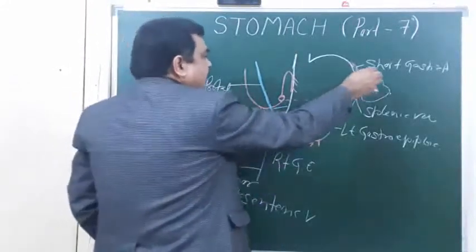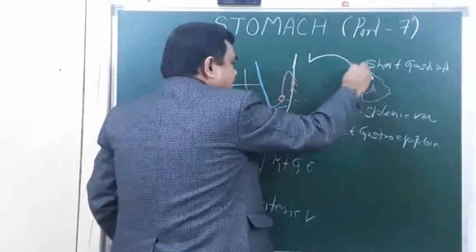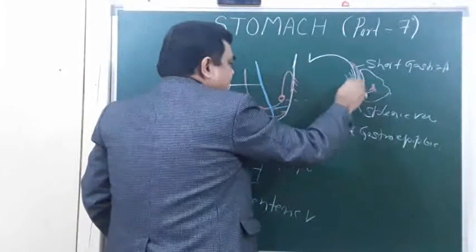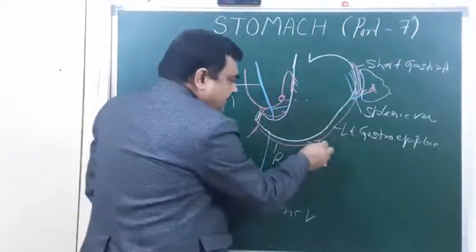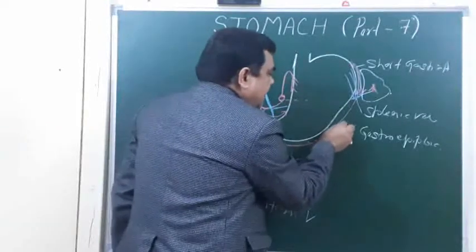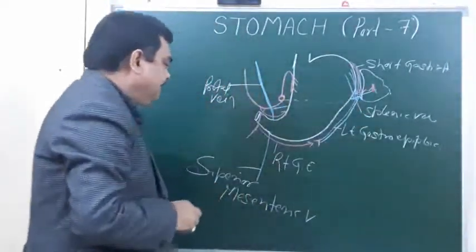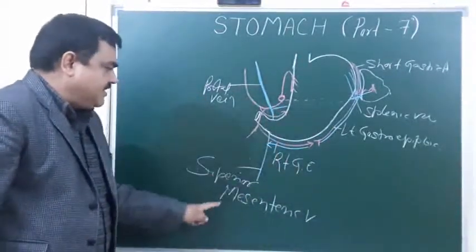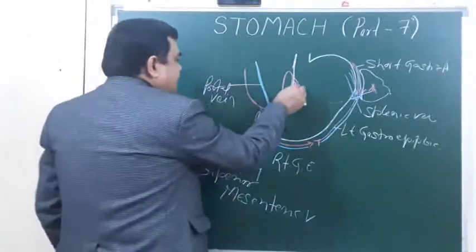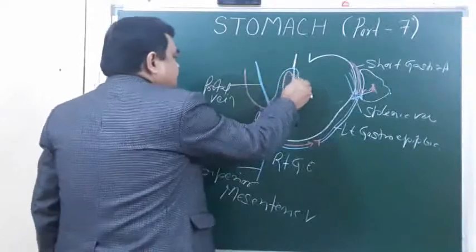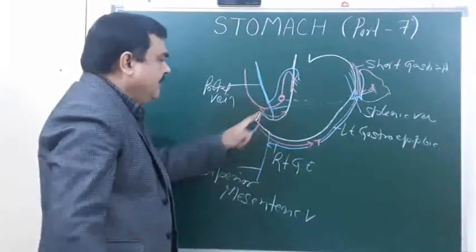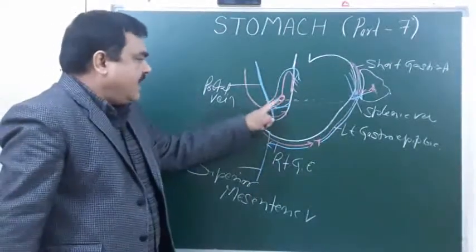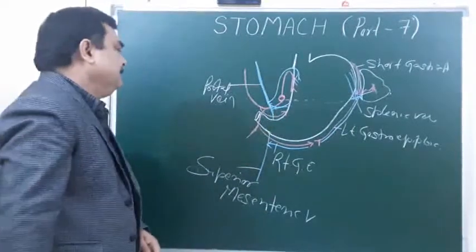So here numerous short gastric veins run along the gastric artery. These veins drain into the splenic vein. Here is the left gastroepiploic vein. It drains into the splenic vein. Here is the right gastroepiploic vein. This drains into the superior mesenteric vein. This is the left gastric vein, drains into the portal vein. Here is the right gastric vein, which also drains into the portal vein. So left and right gastric veins both drain into the portal vein.